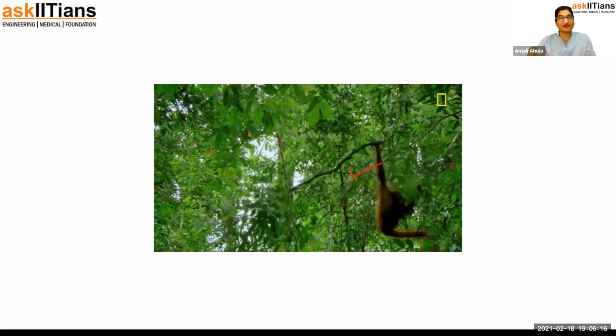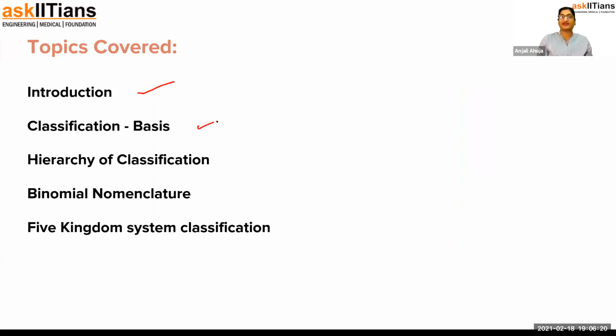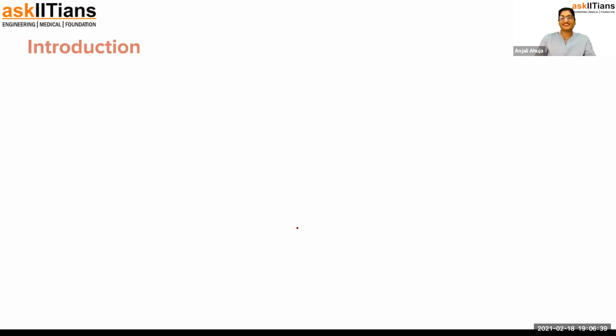In this part, what we are going to cover is the introduction that I already gave you, the classification basis, that is, how you classify organisms. You are learning all the brief about it, but what are the points that make you learn all those points? Then the hierarchy of classification, binomial nomenclature, and the five kingdom system of classification. That's the introductory part that's needed in this chapter. So let's start. The first thing is the introduction.